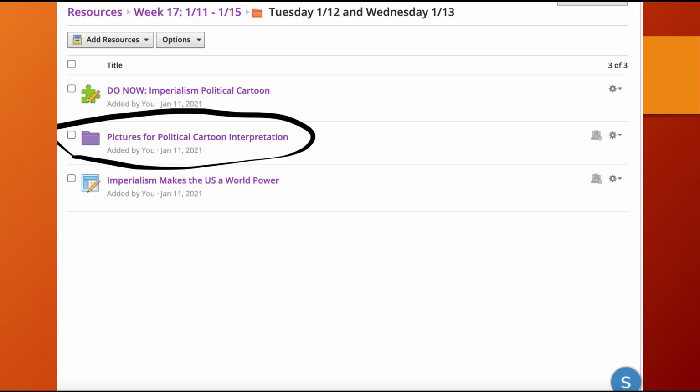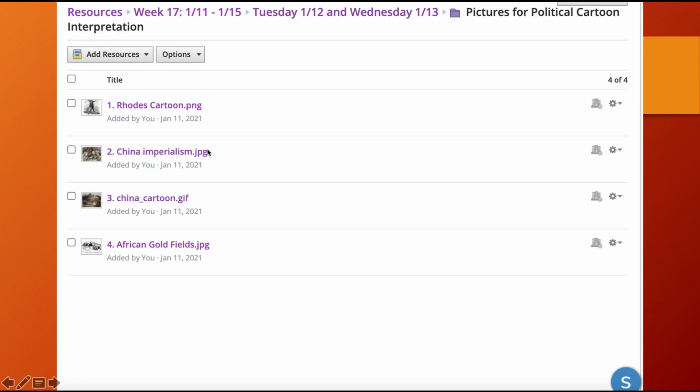Next, you're going to finish your political cartoon interpretation. This isn't due until Thursday, so you do have all day Wednesday. You will not be getting another assignment on Wednesday, just this. If you go back into your week 17 Tuesday, Wednesday folder, you'll see pictures for political cartoon interpretation. There are 4 pictures. Please only pick 3. I'm going to say that again. Please only pick 3.